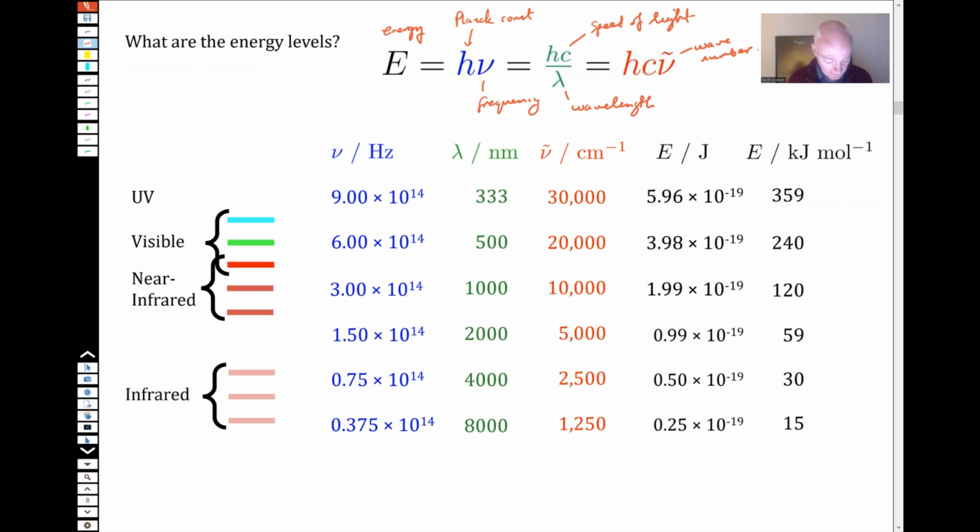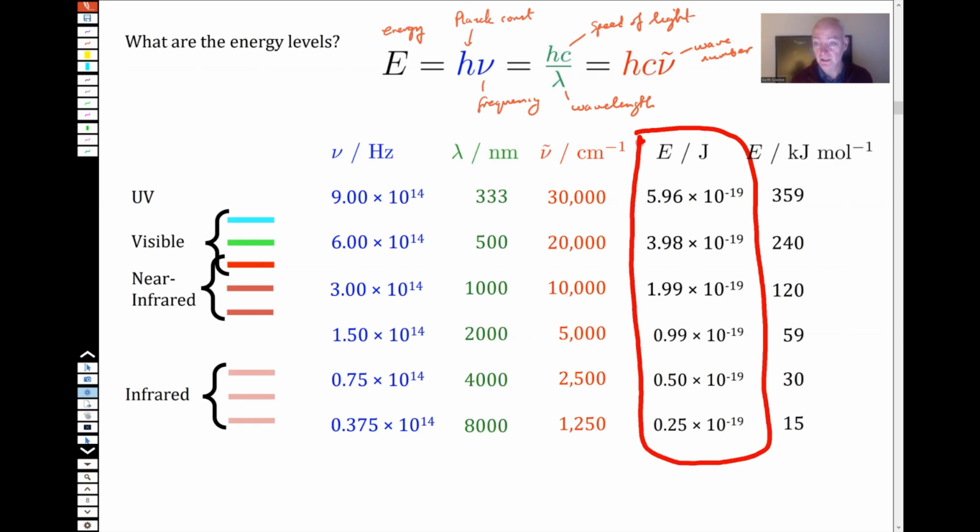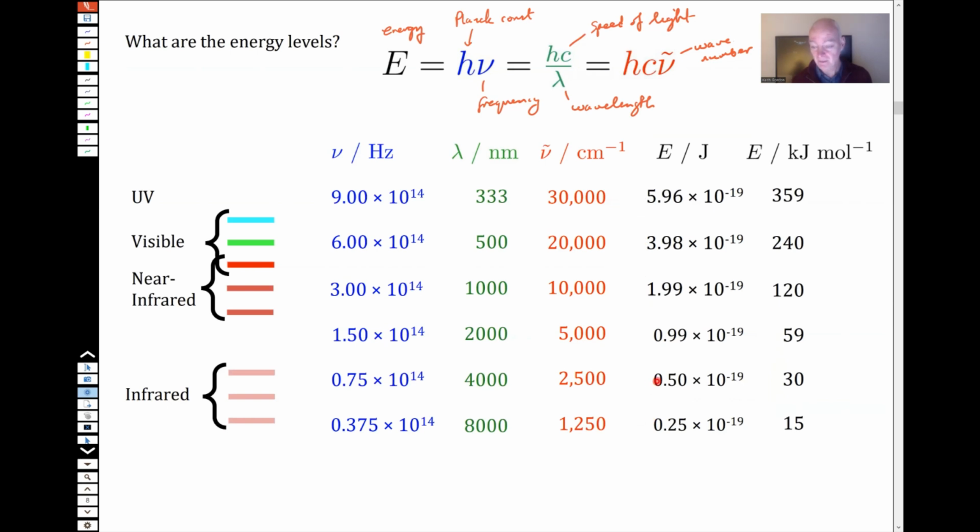I show here in this table the energies in this column. The energies of the photons or the transitions are quite small, ranging from 6 times 10 to the minus 19 to 0.25 times 10 to the minus 19 joules. That really corresponds to about 360 kilojoules per mole down to about 15 kilojoules per mole. So almost able to break bonds, down to really not able to do anything of the sort.